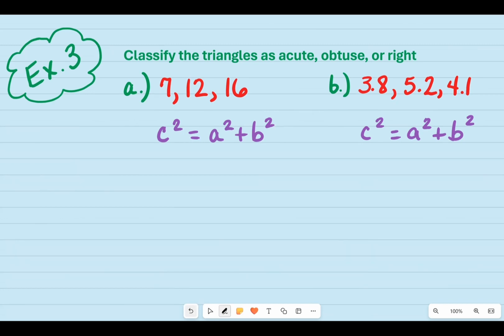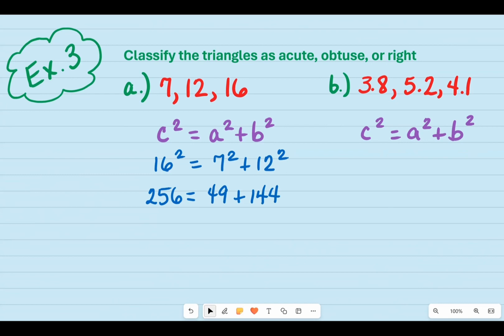You also need to know that if you are not given an actual triangle where you can look across from the 90-degree angle to determine your hypotenuse, the hypotenuse is the longest side of your triangle. That means it's the largest number. So if I'm looking at 7, 12, and 16, my hypotenuse is going to be 16 because that's the largest number. So that's what I'm going to put in the place of C. 16 squared is equal to 7 squared plus 12 squared. 16 squared is 256, 7 squared is 49, and 12 squared is 144.